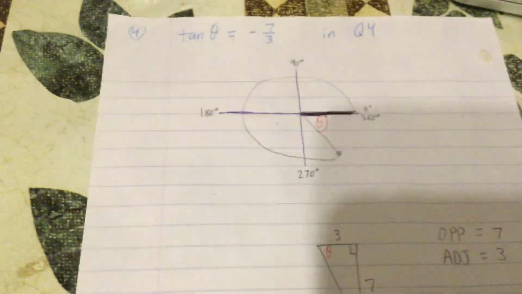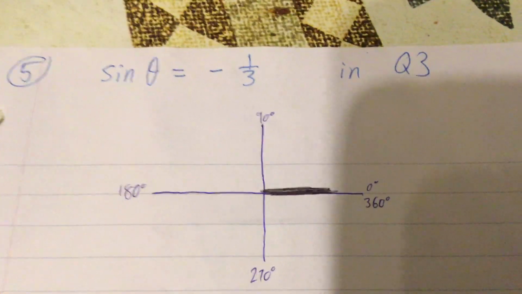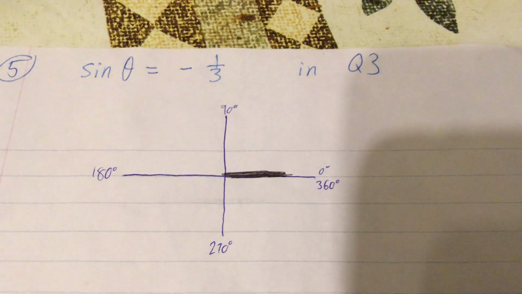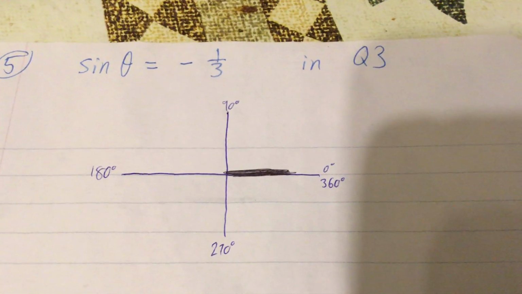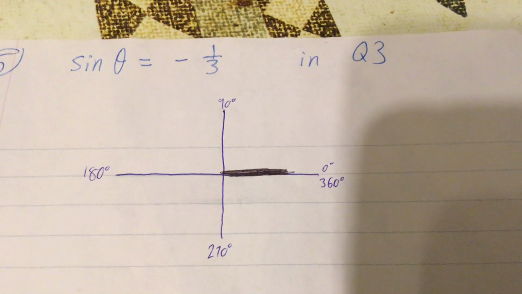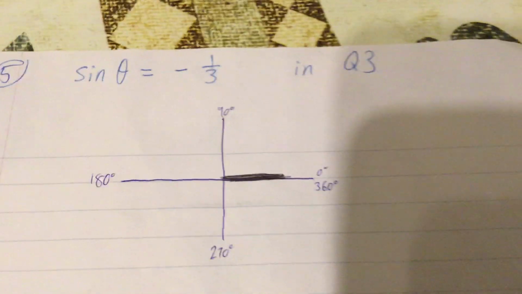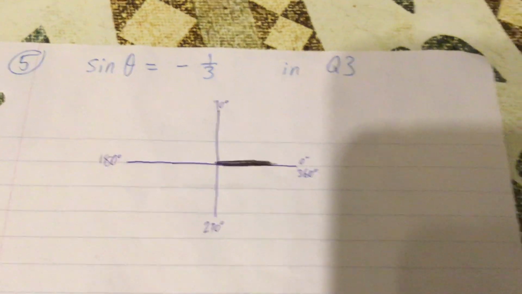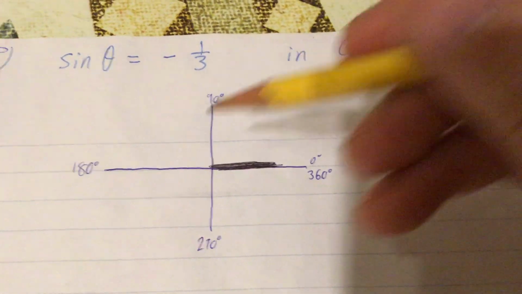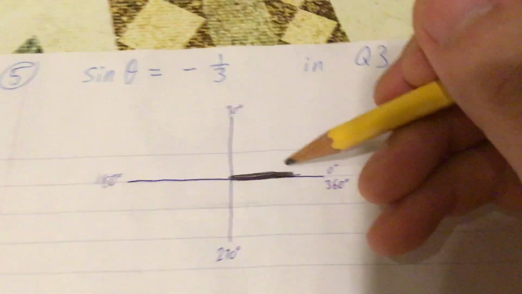Okay? 2 more questions, and then you will be assigned the test. Sine of theta is negative 1/3 in quadrant 3. Okay, well, I'm going to ignore the negative because that makes me a little bit anxious. But why is the sign negative? Because it's in quadrant 3. Quadrant 3 is in the bottom left, so I'm just going to make a little arc.